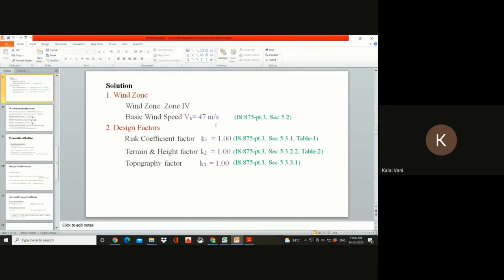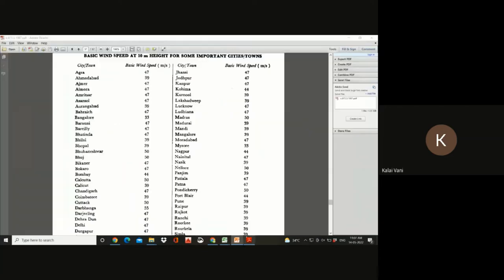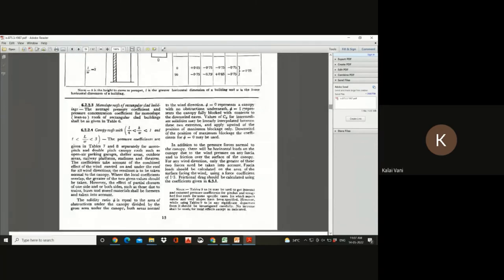Randomly put 111 because the values will be very much less only, like 1.98.9. Anyway, I'll explain how to calculate this risk coefficient factor. It is based on your table 1. So how to calculate this K1 and what is the risk behind this? So table 1, you have to go.